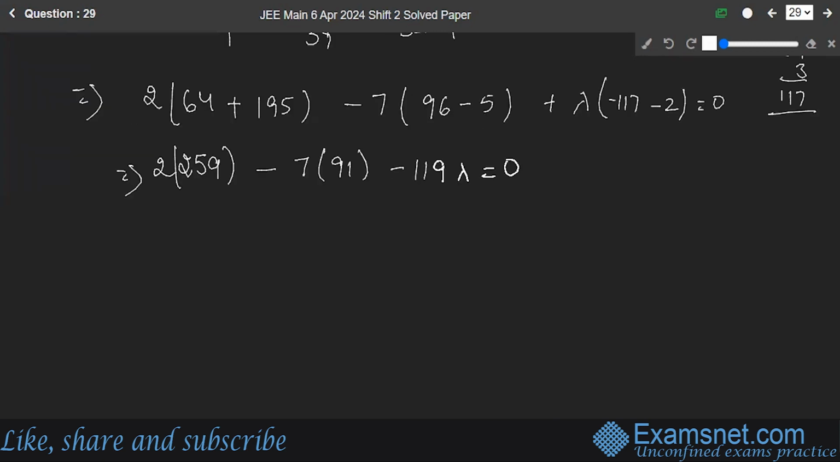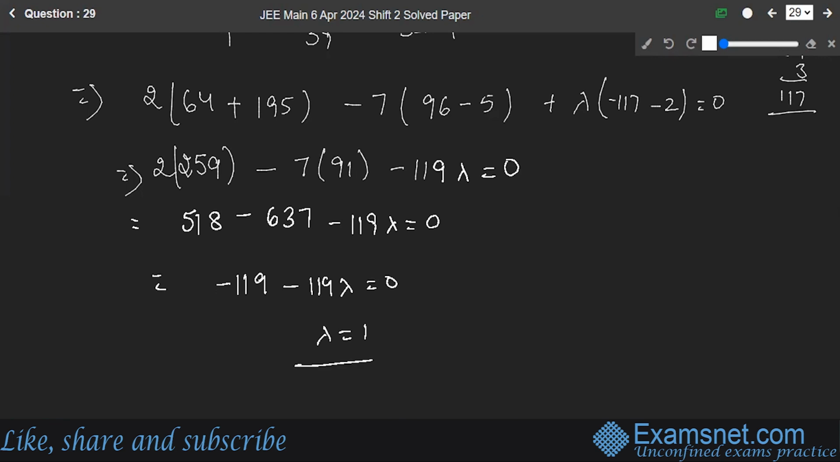On solving, this will be 2 into 259 minus 7 into 91 minus 119 lambda, and this is equal to 518. 91, 7s are 630. 7 minus this. So this will give me minus 119 minus this is equal to 0. You will get the lambda's value as minus 1 from here.